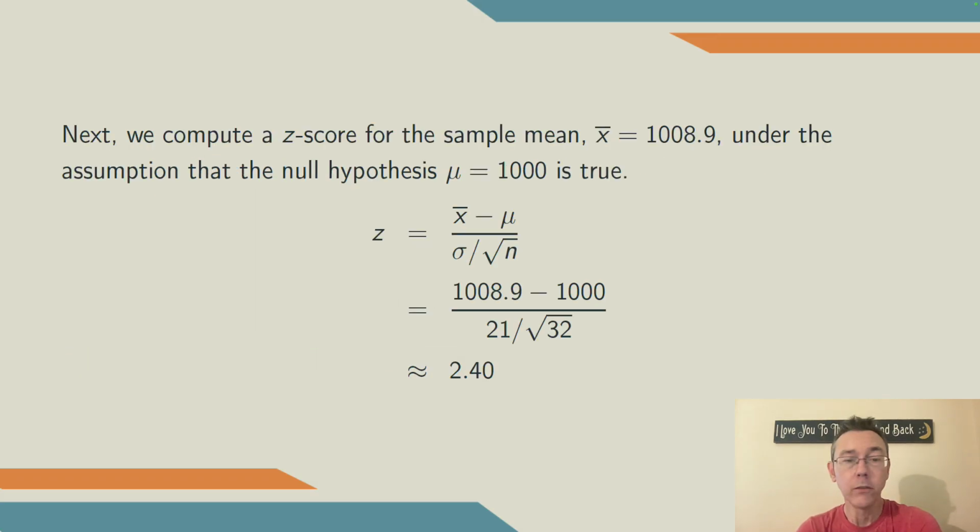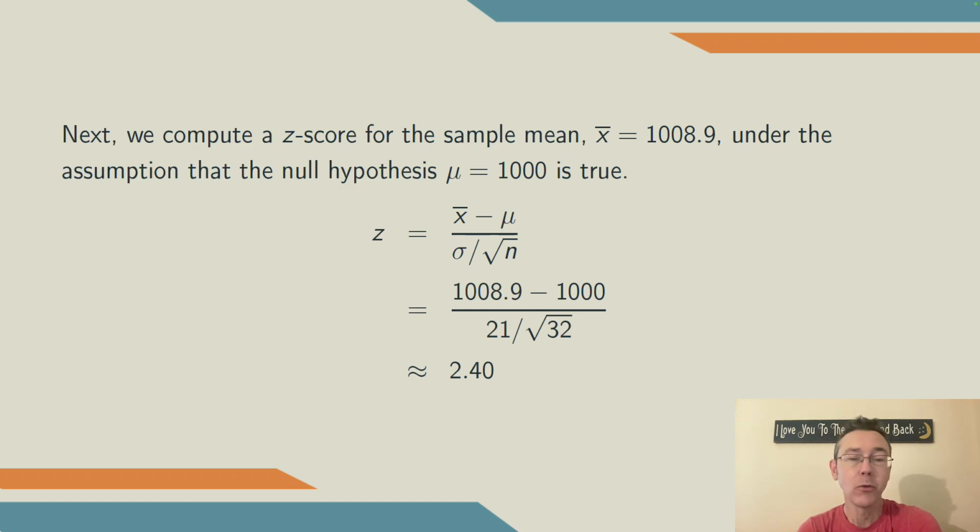Next, we compute a z-score for the sample mean that we got. The sample mean was 1,008.9. When the null hypothesis is true, we expect a sample mean of 1,000. So, plugging in, we take the value we got minus the value we expected, and then we divide by the standard deviation of x bar. We know that the standard deviation of x bar is the population standard deviation sigma divided by the square root of n. Overall, the formula for the z-score of x bar is x bar minus mu over sigma divided by the square root of n.